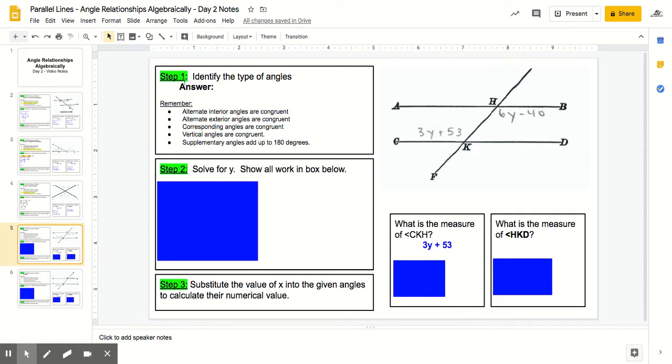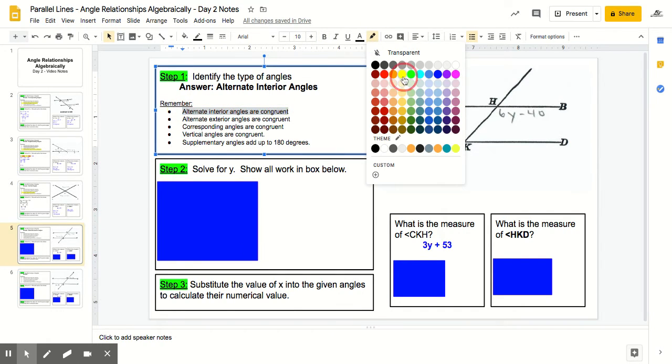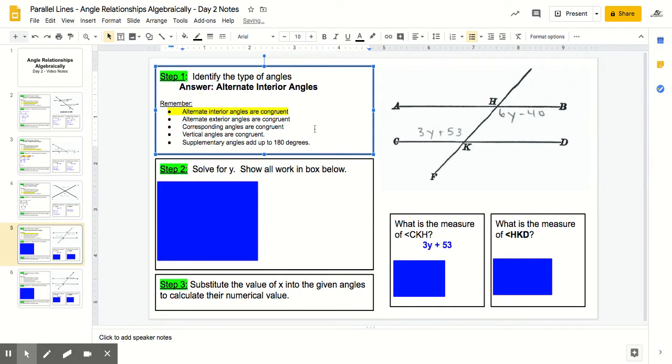Okay, we'll do another one. Identify the type of angles we have here. Well, I have two angles that are inside the set of parallel lines and they're on opposite sides of the transversal, making them alternate interior angles. We need to know that alternate interior angles are congruent, which means they are equal to each other.